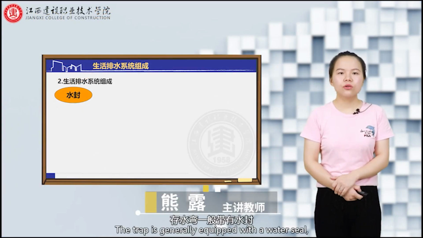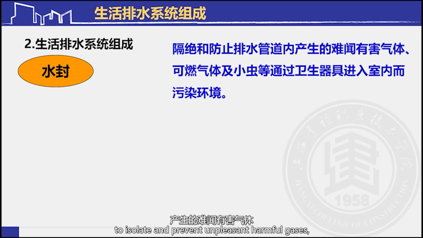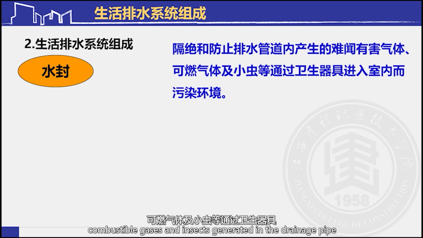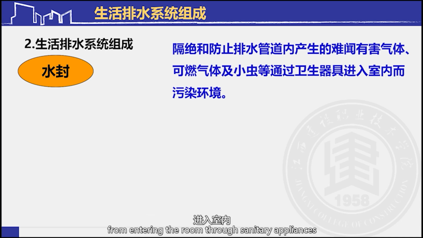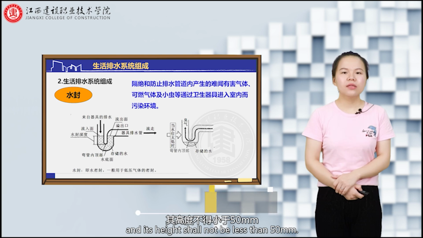Water seal. The trap is generally equipped with a water seal, and its main function is to isolate and prevent unpleasant harmful gases, combustible gases, and insects generated in the drainage pipe from entering the room through sanitary appliances and polluting the environment, as shown in the figure. The water seal in the trap is formed by a water column of a certain height, and its height shall not be less than 50 millimeters.